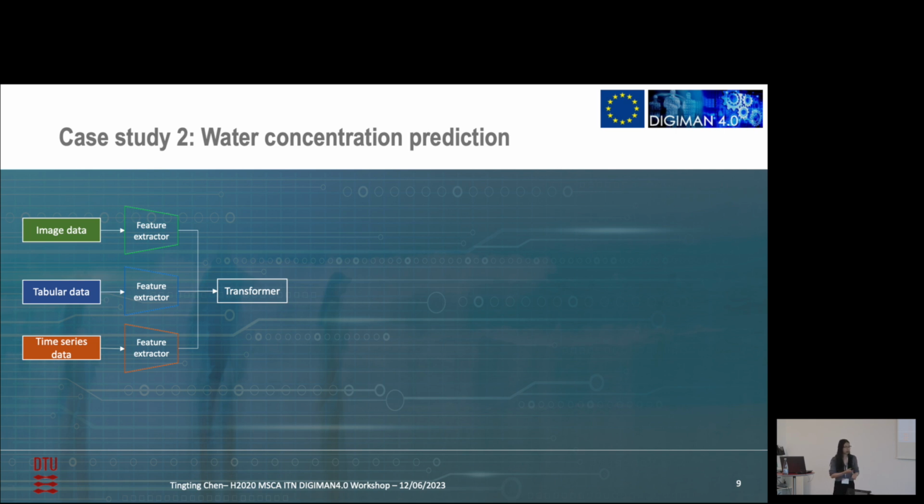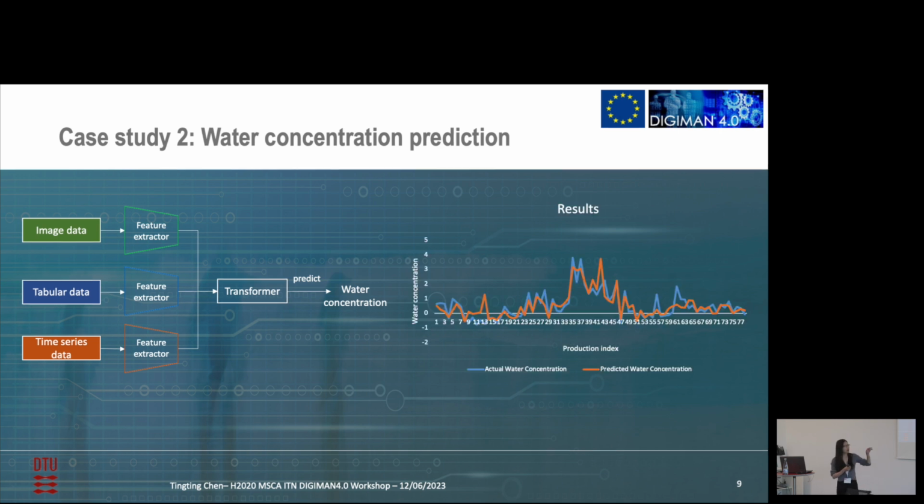A transformer is a typical model architecture that can automatically capture the variable dependencies with a self-attention mechanism. So in brief, it can automatically pay more attention to more important features. So that's why I use it for the water concentration prediction. And the result is here. You can see that the prediction is more or less following the trend of the actual water concentration.